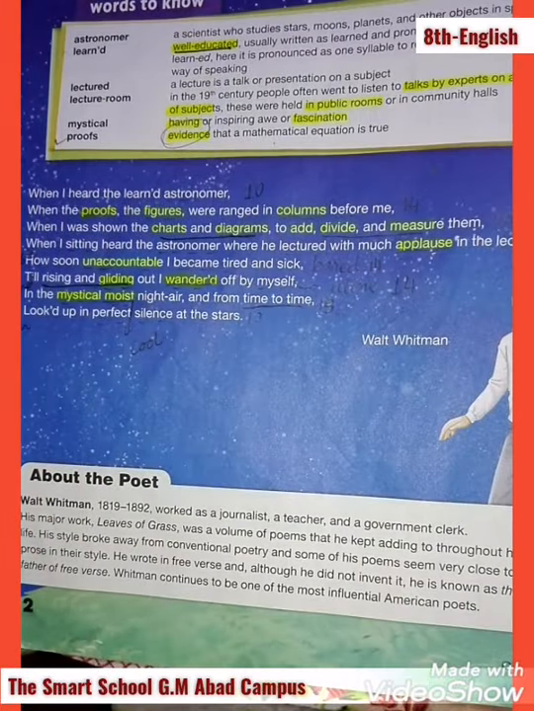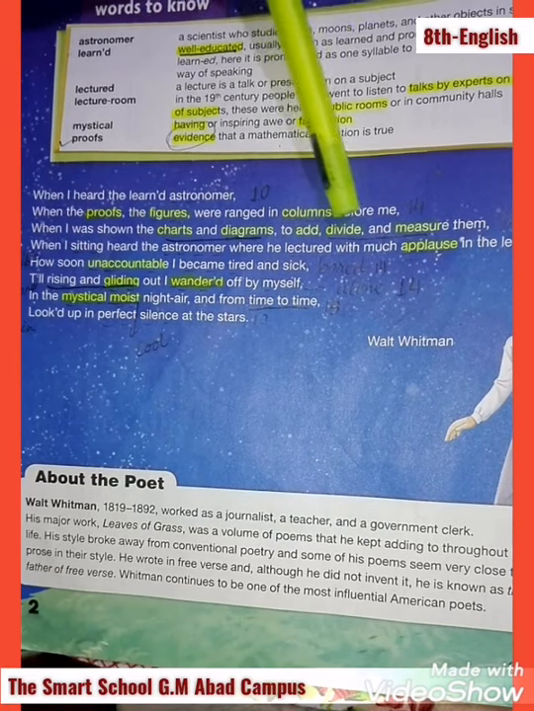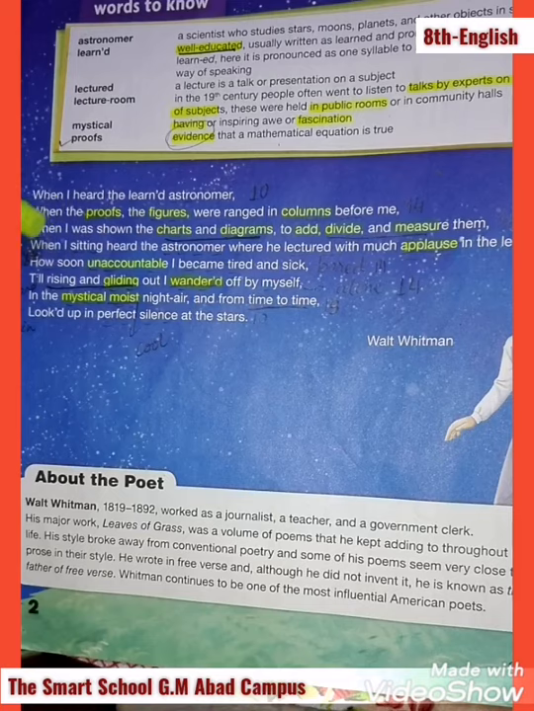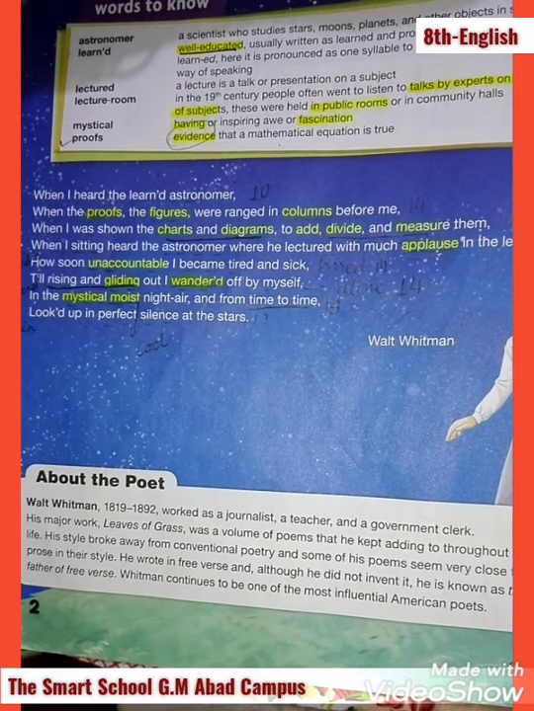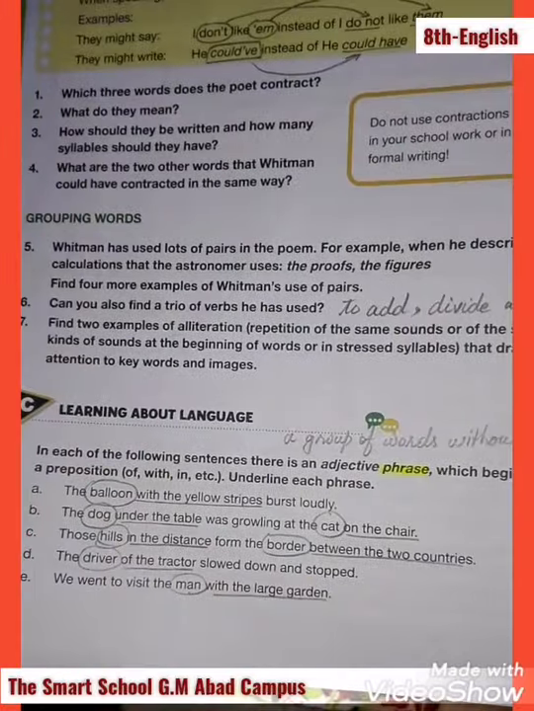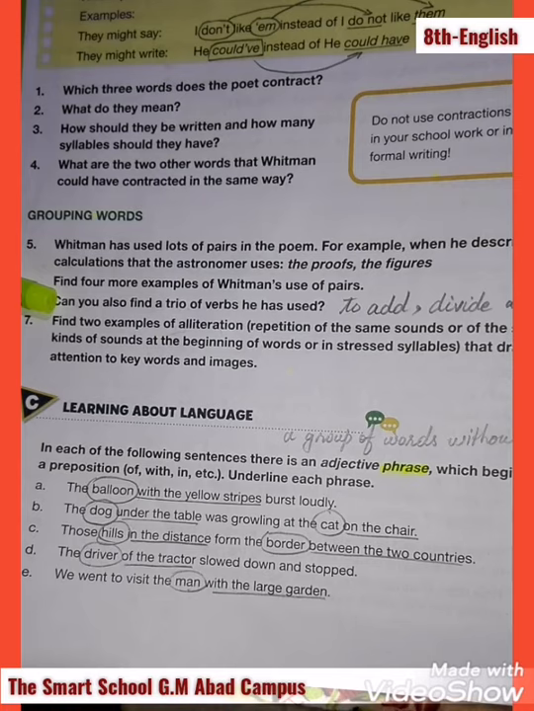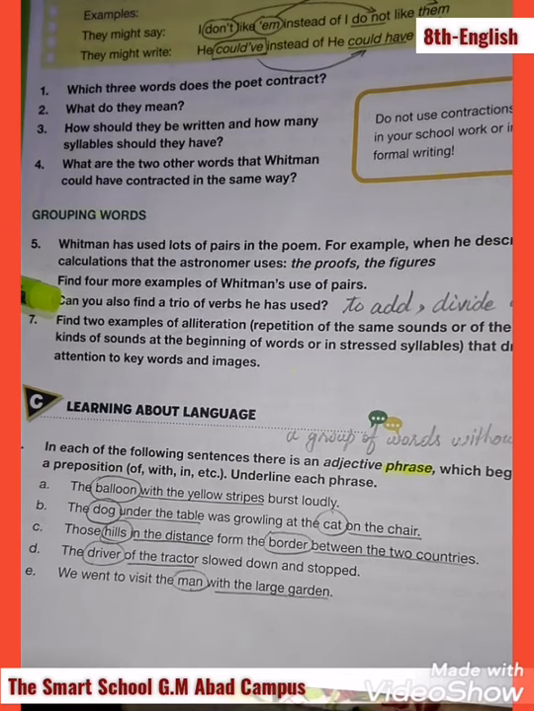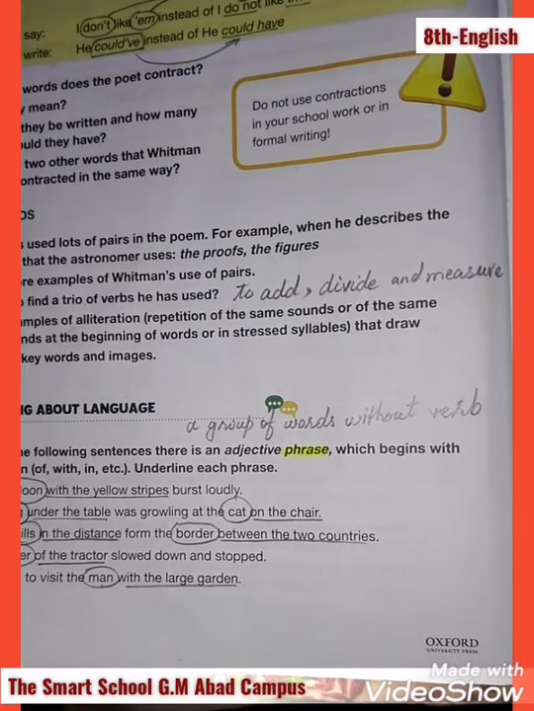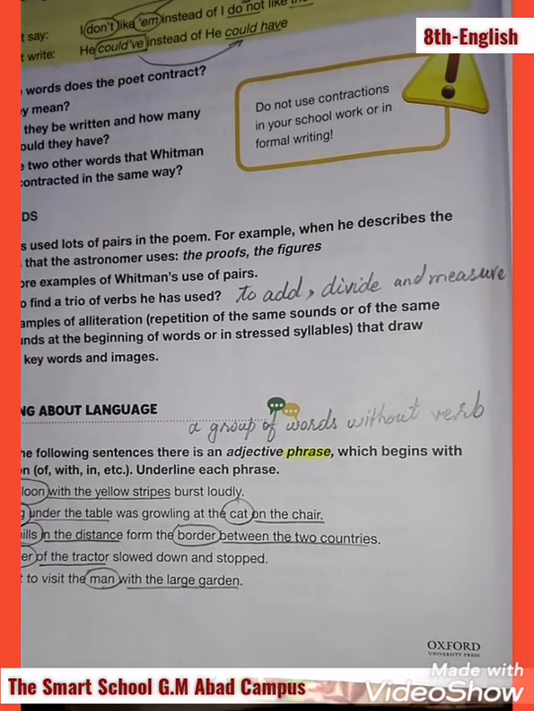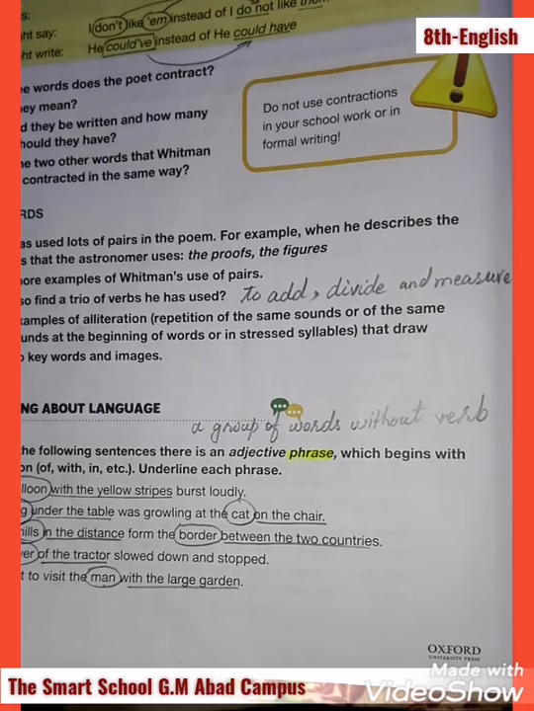Let's move toward the poem. Charts and diagrams, divide and measure, theek hai, rising and gliding, time to time. These four pairs are used by Whitman in this poem. Can you also find a trio of verbs he has used? Three verbs इकट्ठे use किए हैं. Can you find them? Yes. To add, divide and measure. These three words are used by the poet in a combined way.